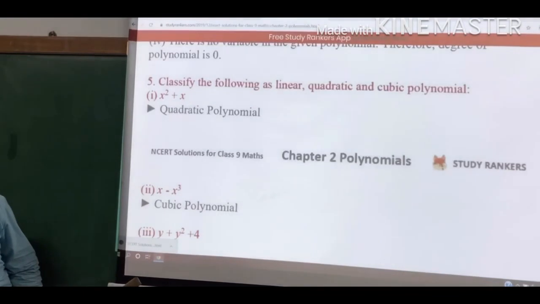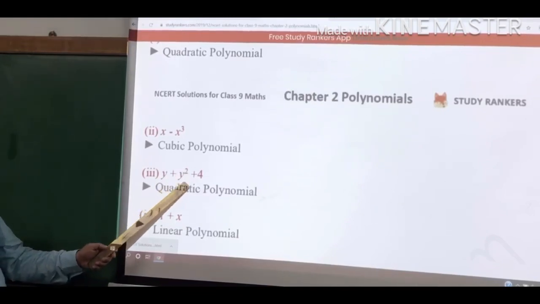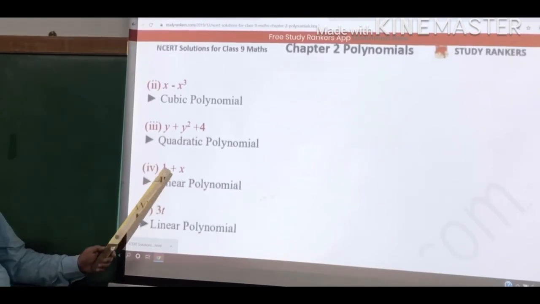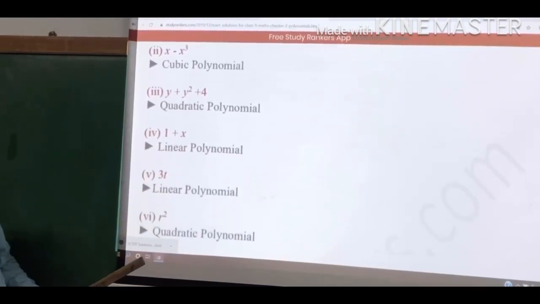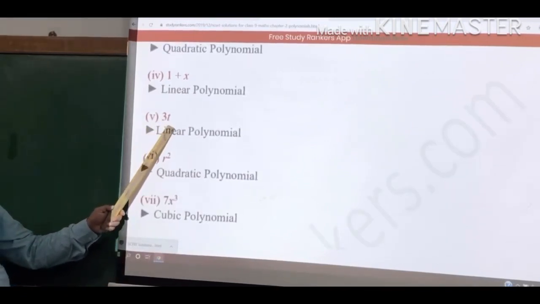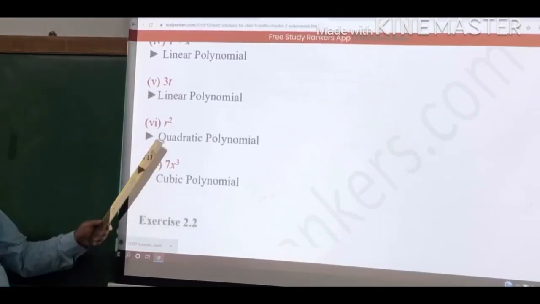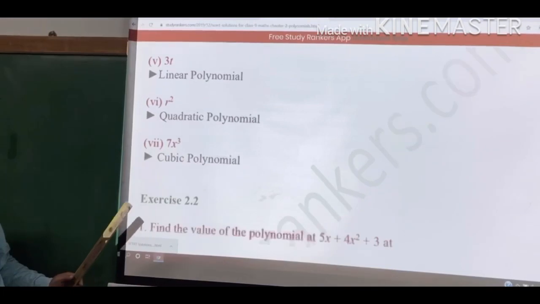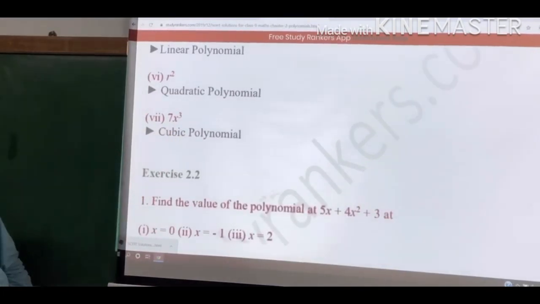We see further here y plus y square plus 4. This one once again 2 power is there. So it is a quadratic polynomial. 1 plus x, raised to 1 power is there. So it is a linear polynomial. 3t. Once again the power of the t is 1. So it is a linear polynomial. Then r square. 2 power is there. So it is a quadratic polynomial. 7x cube. 3 power is there. So it is a cubic polynomial.